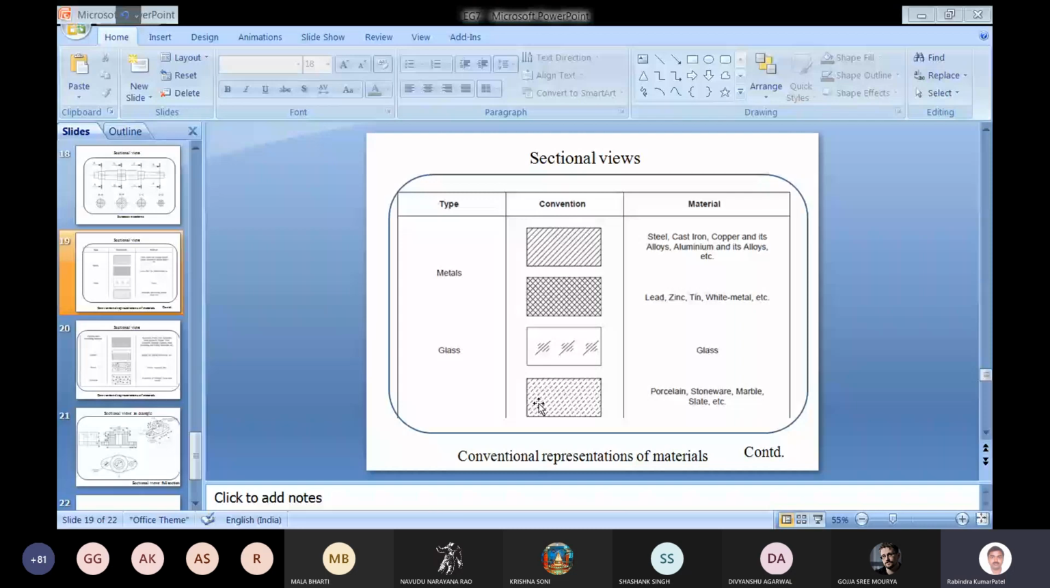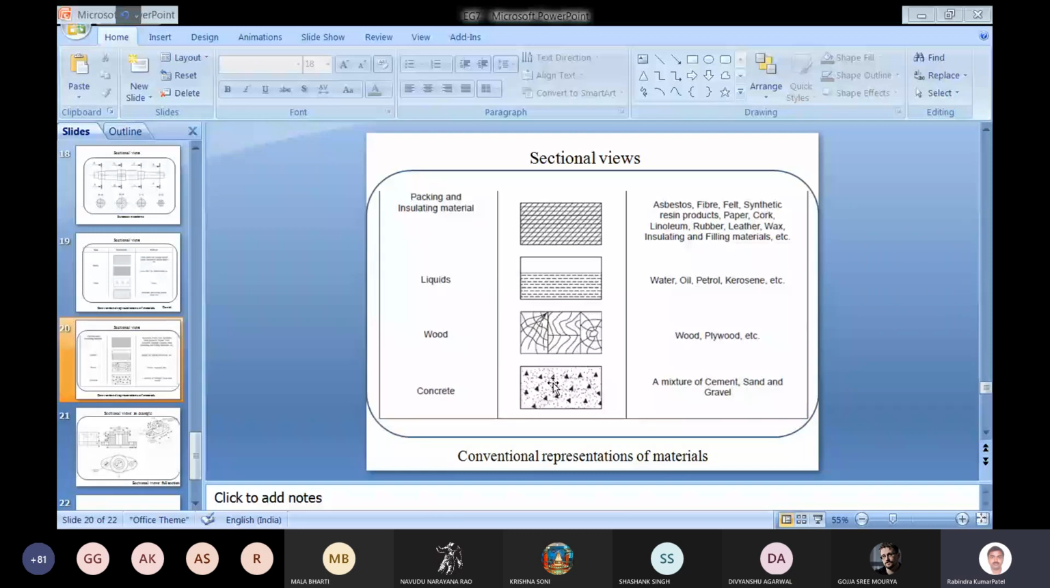So a few more are there. Packing and insulating materials are hatched like this. Liquids are hatched like this. Wooden material can be hatched like this, and concrete can be hatched like this, as shown here. So concrete has small triangles and dots.